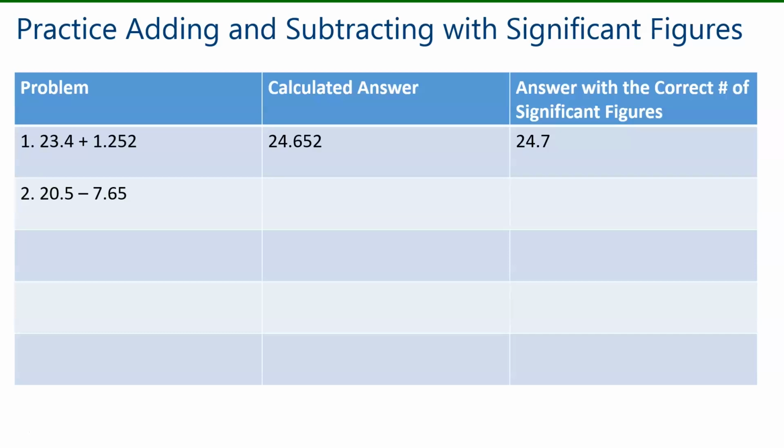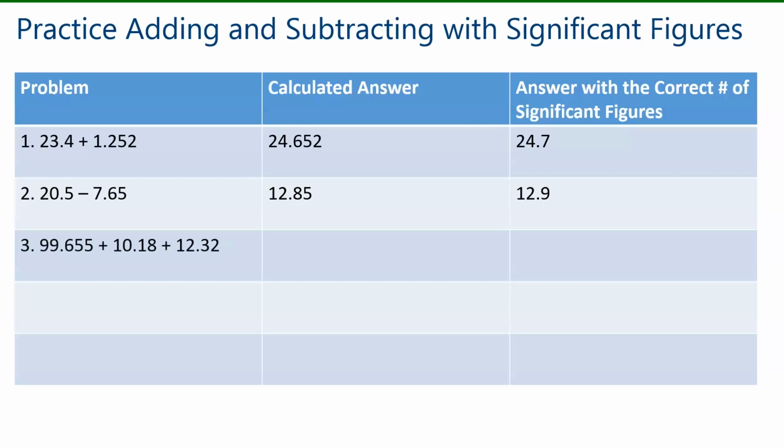If you put that into a calculator, you get 12.85. Our answer here needs to have one decimal place though, same as the least number of decimal places in the problem. And our answer with our rounding rules is 12.9.